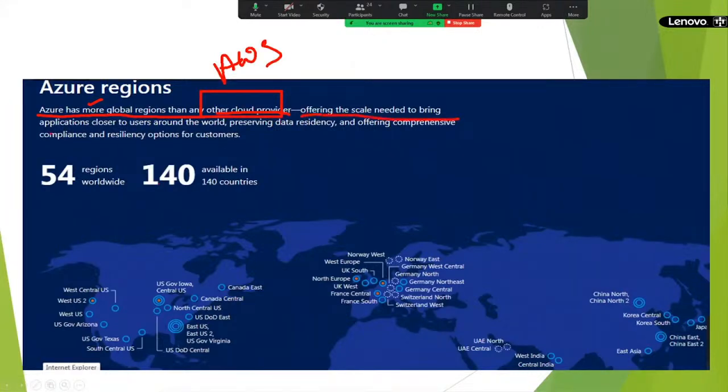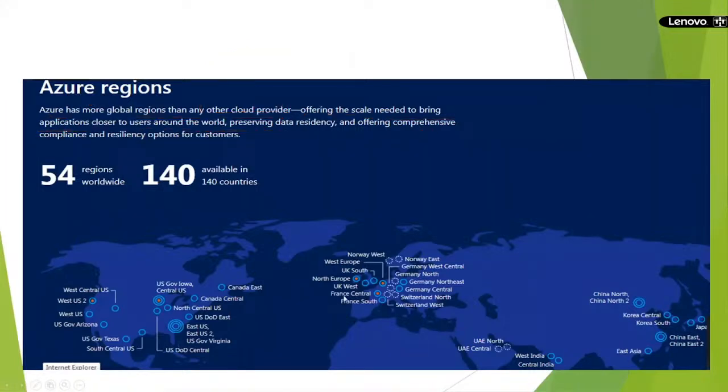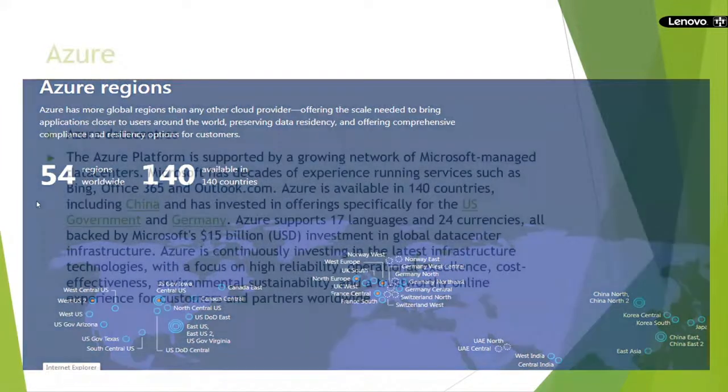It offers scale, and you need to bring your application closer to customers. Applications being closer to customers means that if there are any issues, they can sort them out immediately, with low network latency. They provide good support if you are facing any issues. Because of that, Azure has a lot of demand in the market, and most clients are migrating from AWS to Azure as well.